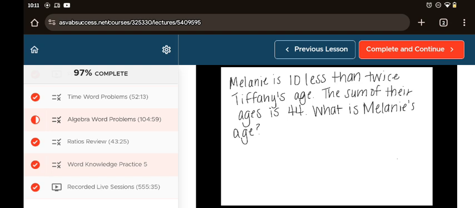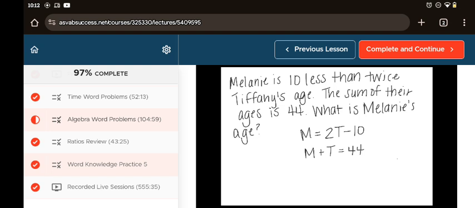Okay, let's do it. So Melanie is 10 less than twice Tiffany's age. So twice Tiffany's age minus 10. Yes. Is that what you got? Yes. Okay, awesome. So the sum of their ages, so Melanie plus Tiffany equals 44. So far, so good?